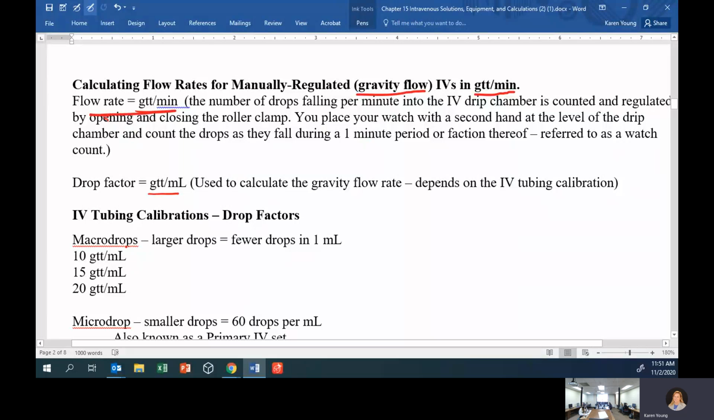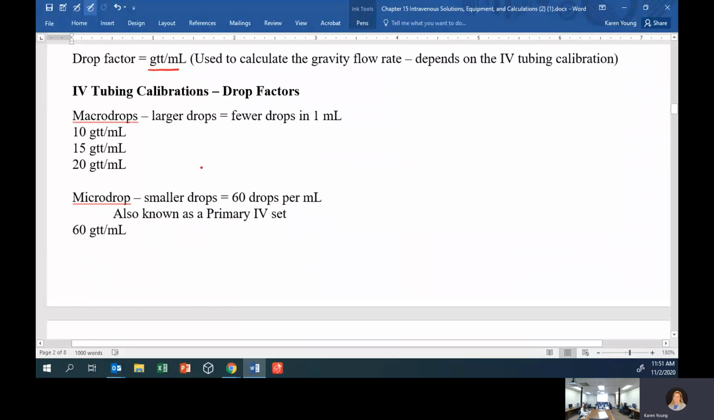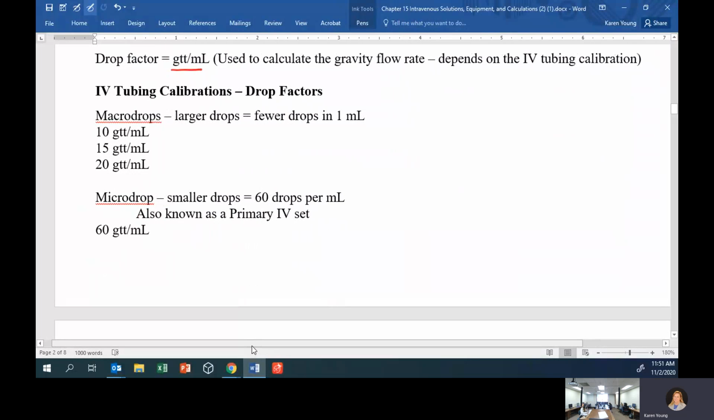So we have 10 drops per milliliter. 10 drops is not much for 1 milliliter, so they've got to be pretty good sized drops. We've got 15 drops per milliliter, and then we've got 20 drops per milliliter. So it doesn't take as many drops for these to fill up a milliliter vial, or that little thing at the top.